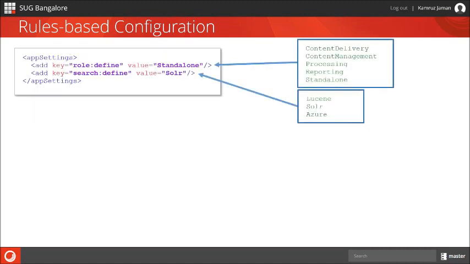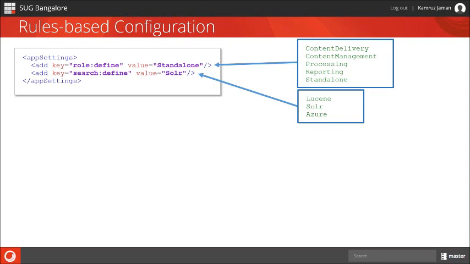So how do you configure this stuff? Quite simply, in the web.config file, there's a couple of keys in the app settings. One is role define. The default out of the box is standalone, but you can set that value to content delivery, content management, processing, and reporting. Those are the available values, but you could set your own if you wanted to.